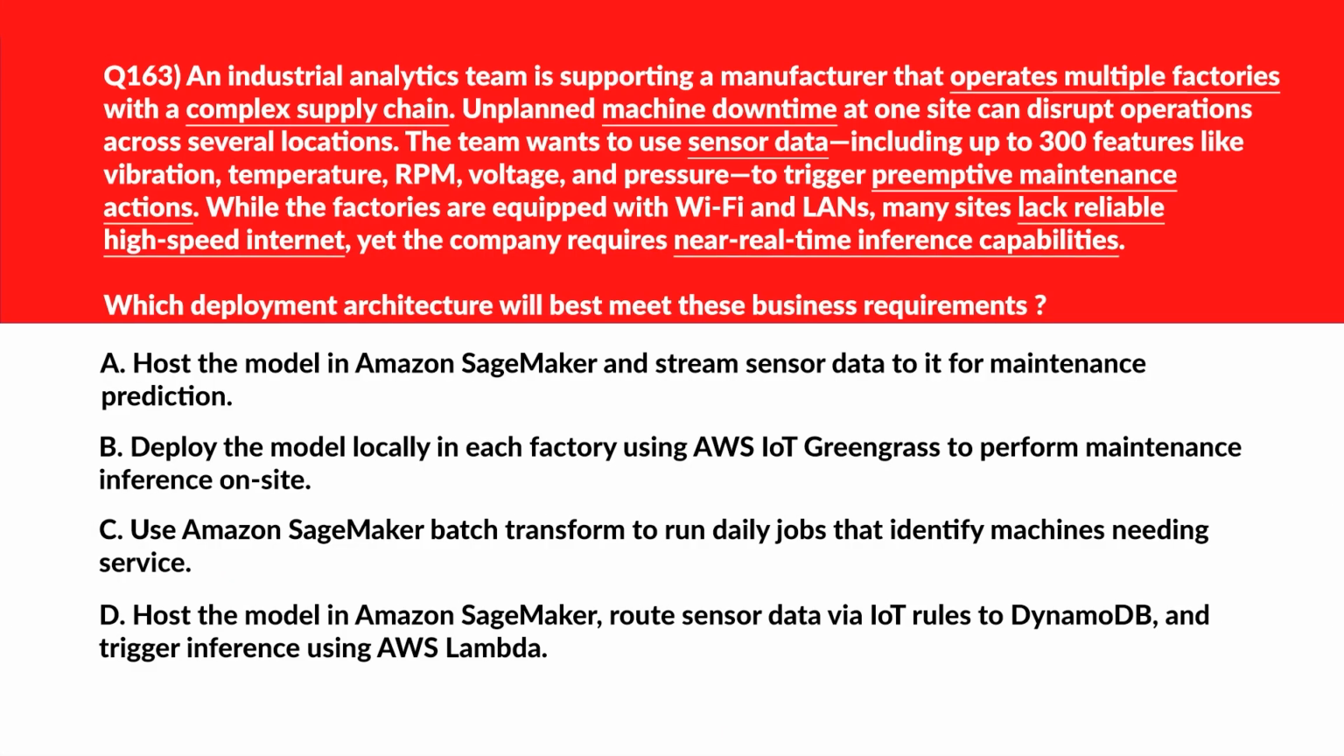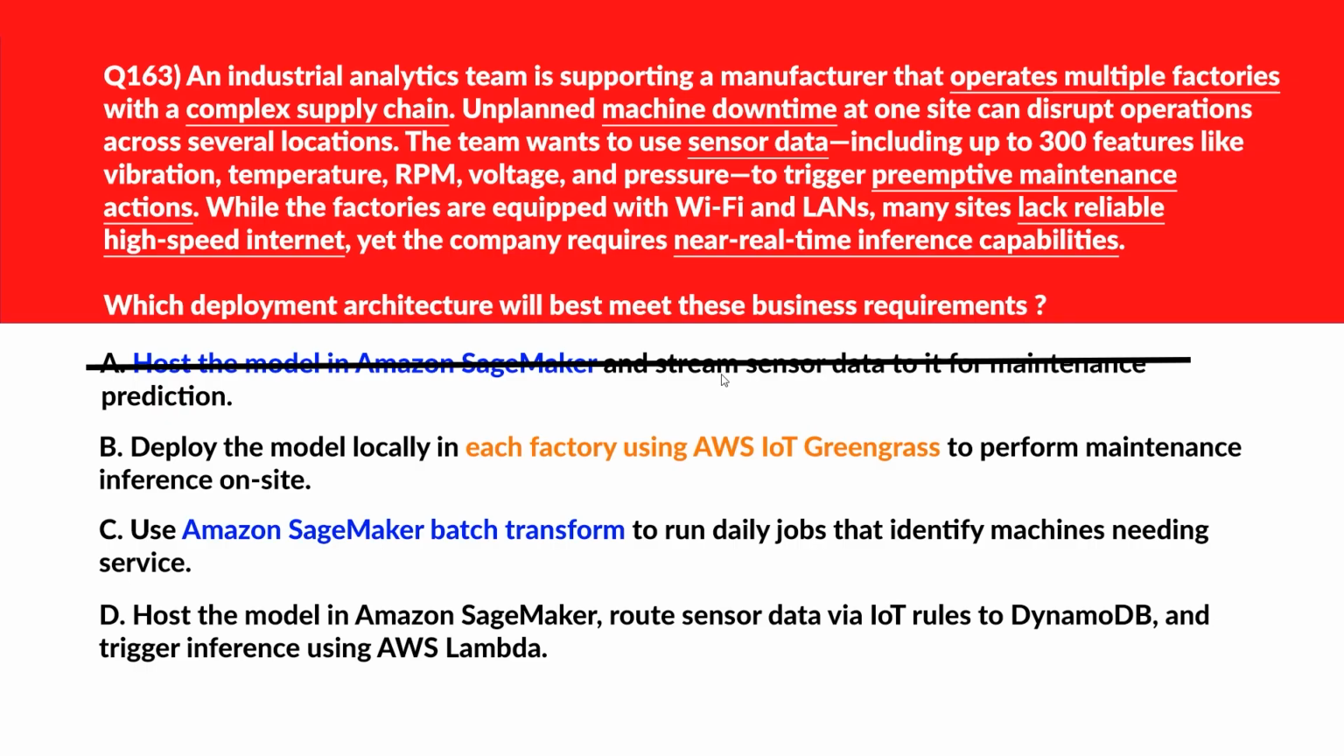Let's bring the heat to the snow. This will test your concepts where sites lack high internet speed, where the company requires near real-time inference capabilities. Option A says host the model in SageMaker and stream sensor data to it for maintenance prediction. SageMaker hosted model relies on stable internet, which is unavailable at many factory sites. So this is incorrect. Now let's move to option B.